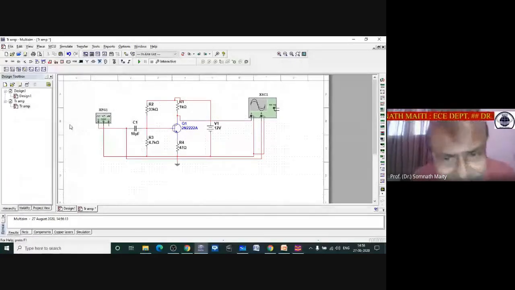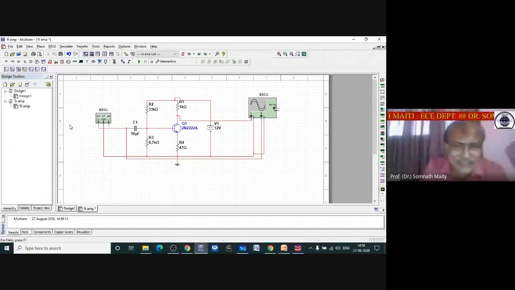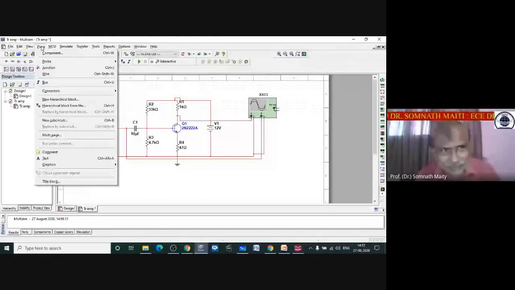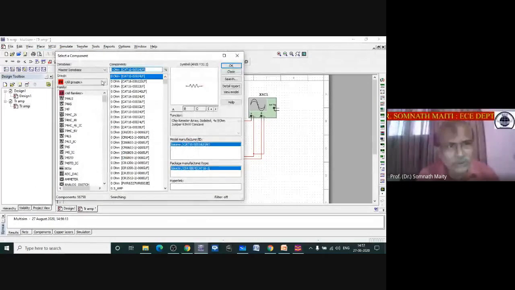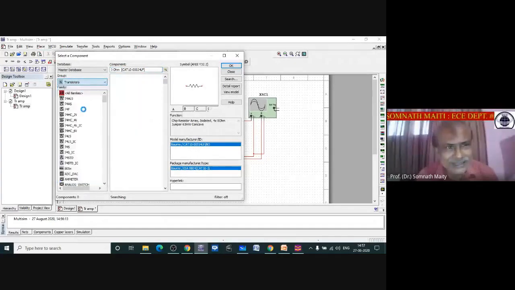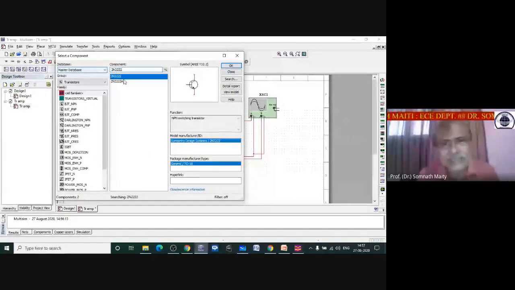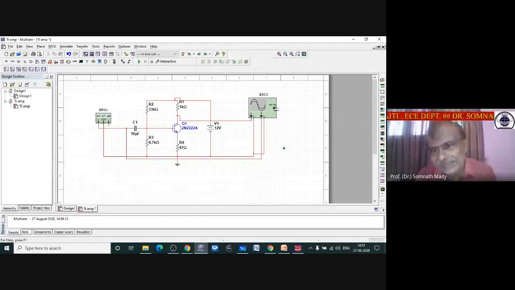This is the circuit to amplify. In your syllabus, there is a topic, transistor as an amplifier. So I have drawn this. This circuit can be drawn easily: I go to place component and choose a transistor. Now I choose a particular transistor, 2N2222. Then place it. That's all.